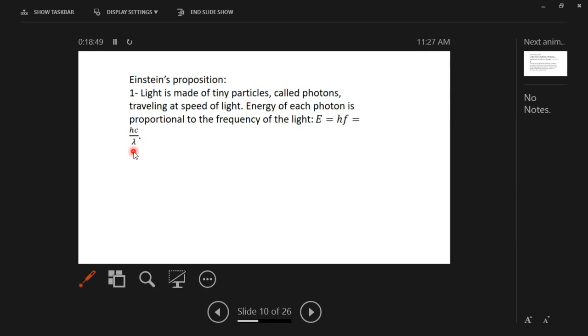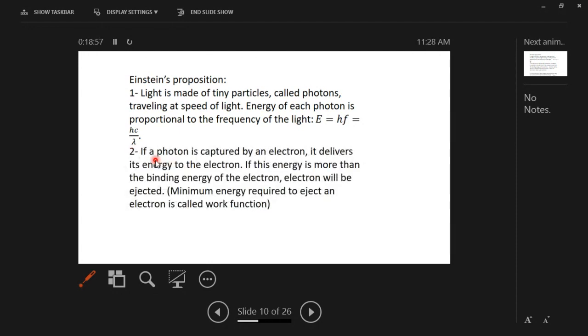So this is what he proposed. He said in this experiment, light doesn't act as a wave. It acts like it's made of small particles. So that's a stream of particles heading to this surface. If a photon is captured by an electron, it delivers its energy to the electron. So just one single photon hits one electron, and then the electron captures that photon and its energy. Now, if this energy is more than the binding energy of the electron, then the electron can easily use that energy to escape.